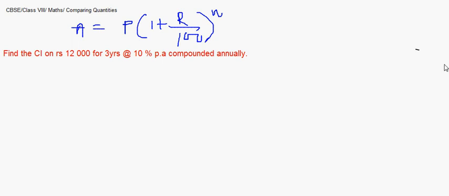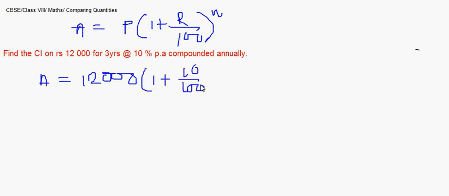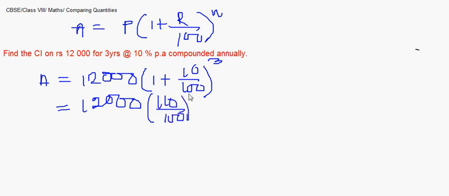We have to find interest though, but we'll first find out the amount using the above formula. So amount will be principal, which is given as 12,000, 1 plus rate is given to be 10 by 100 to the power, it is 3 years, so we'll be writing it 3. The calculations are a little more complicated. So 100 plus 10 becomes 110 by 100, or you can reduce it as 11 by 10.